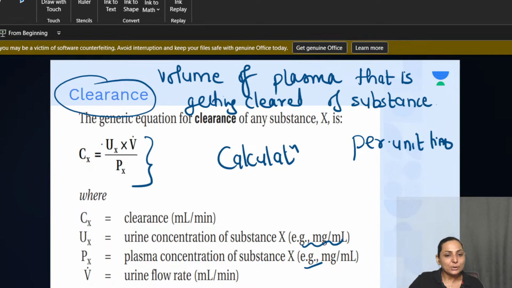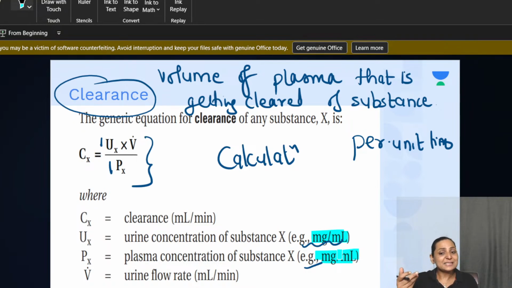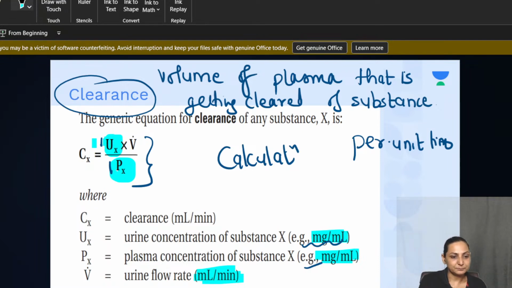So remember, the unit of U and P should be the same. It is milligrams per ml, or it could be milliequivalents per ml. It is never per second or per minute. So always the unit of the urinary and the plasma concentration should be the same. Urine flow rate is in ml per minute. The numerator is the urinary concentration and the denominator is the plasma concentration. So these are two important things to be remembered with this question.